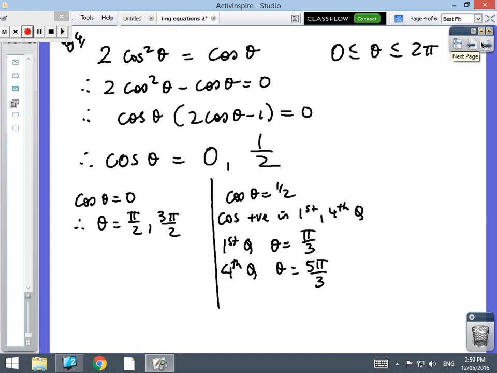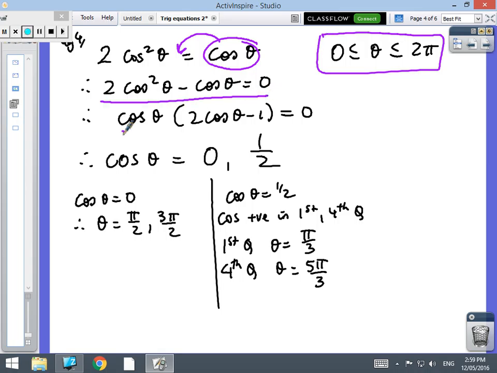Okay, next one is one that's a bit interesting. It ends up being a quadratic. So first thing we do is bring the cos theta across. Again, note the domain is back to radians, not degrees. So we've got 2 cos squared theta minus cos theta equals 0. Take out the common factor cos theta, leaving behind that. So that answer is 0, and this answer here is 2 cos theta minus 1 equals 0 to solve it.